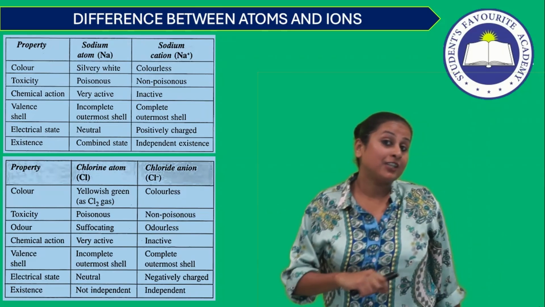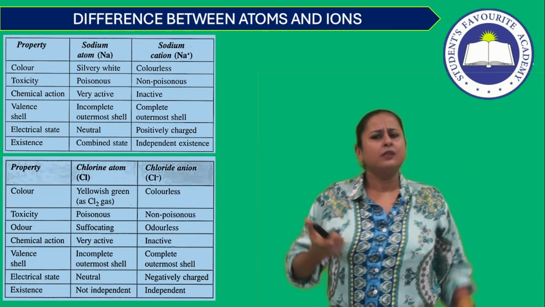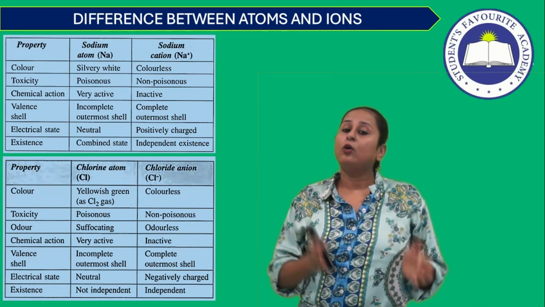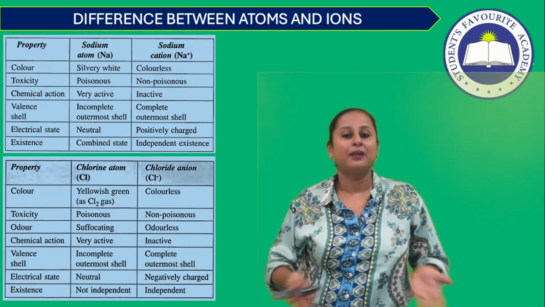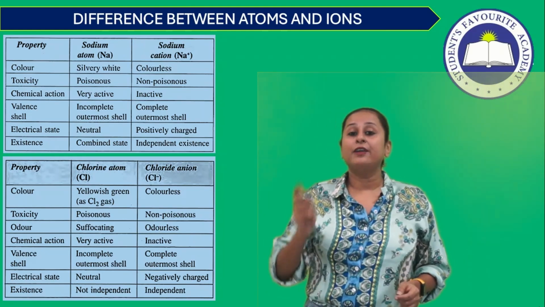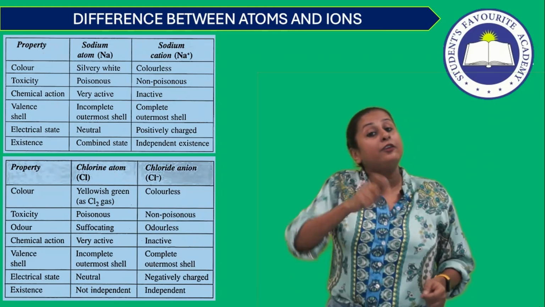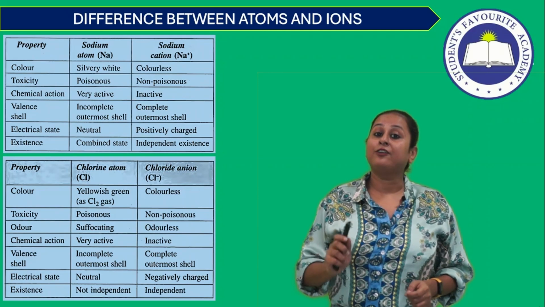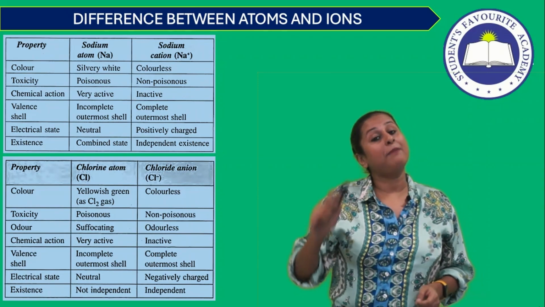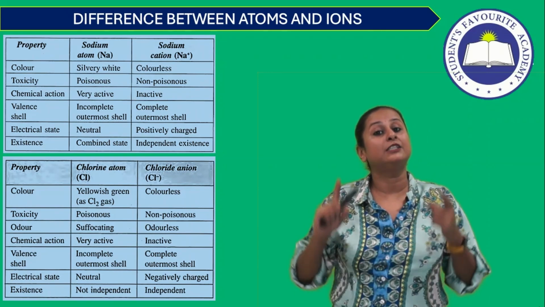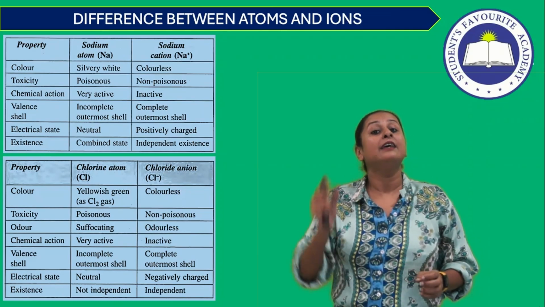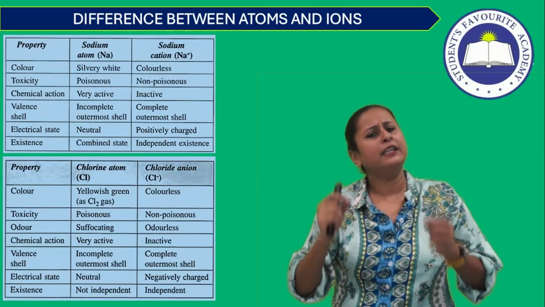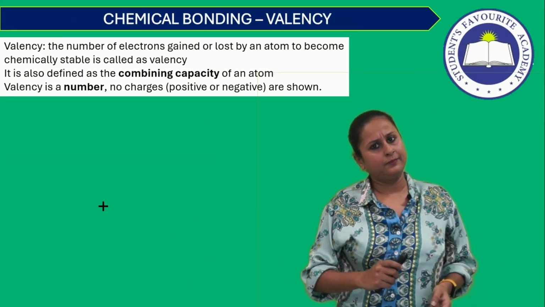Coming to electronic charge, the sodium atom does not have any charge, but the sodium ion has a positive charge. The chlorine atom does not have any charge, but the chloride ion has a negative charge. So when we talk about electrical stability, an atom is electrically stable, but an ion is electrically unstable. Hence they participate in a physical combination, which attraction is called electrostatic forces of attraction, when they form molecules from their ions. All right.